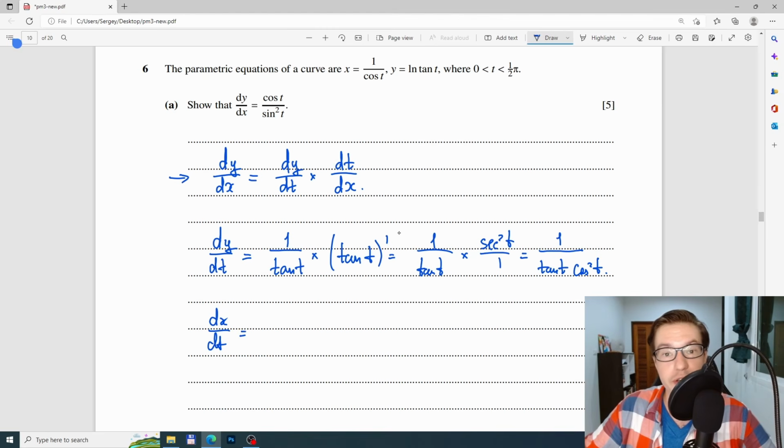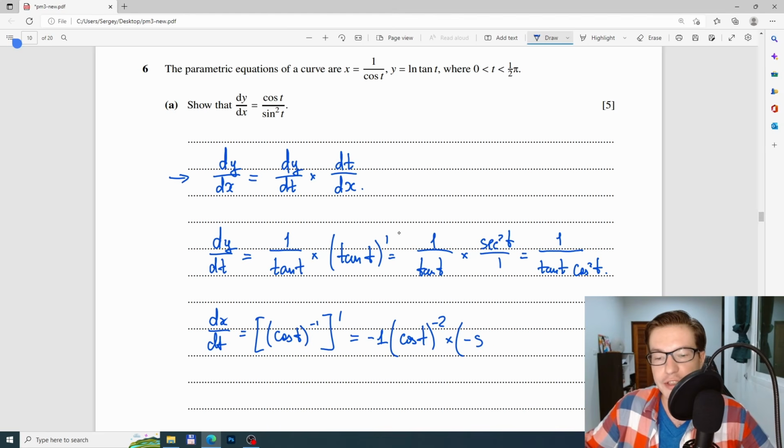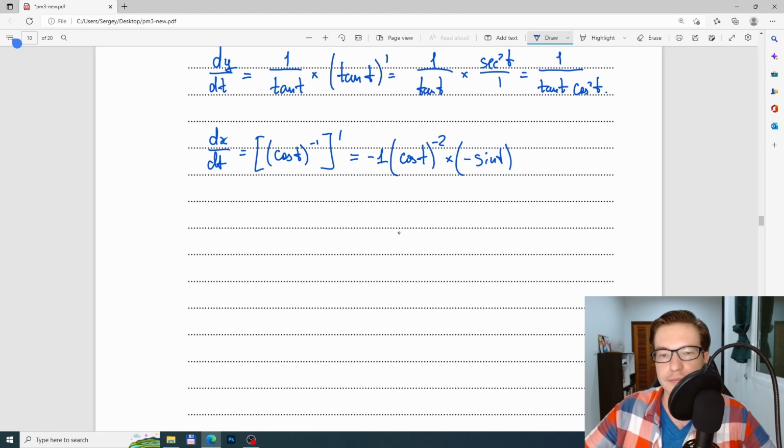I'm going to write 1 over cosine t as cosine t to the power of -1. And then I'll have to take the derivative. Again, that's the chain rule. The derivative of the outside function is going to be -1 times cosine t to the power of -2 times the derivative of the inside function, and that is minus sine t. Let's simplify that a little bit. Minus and minus will give us plus. So all in all, we've got sine t over cosine squared t.